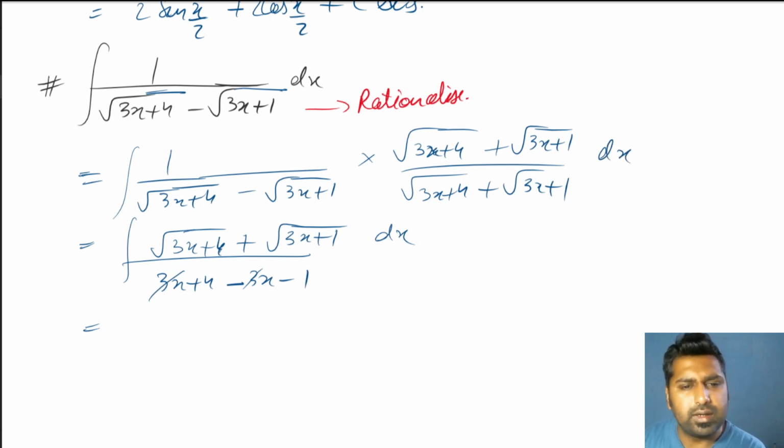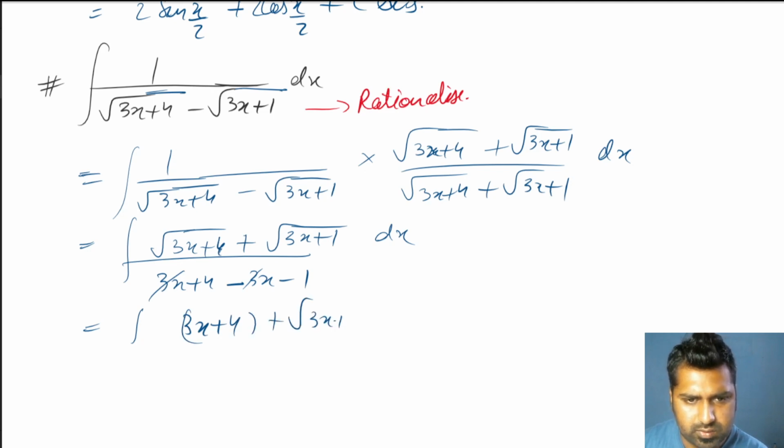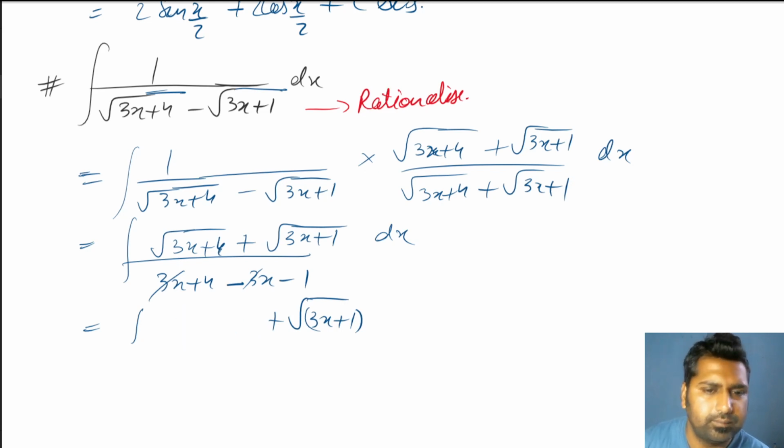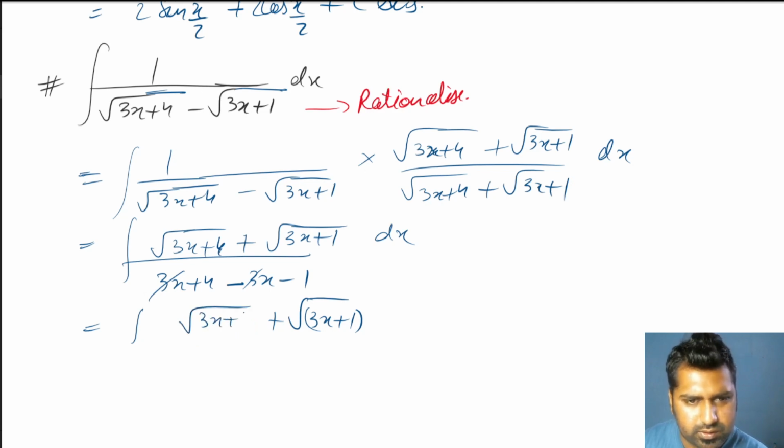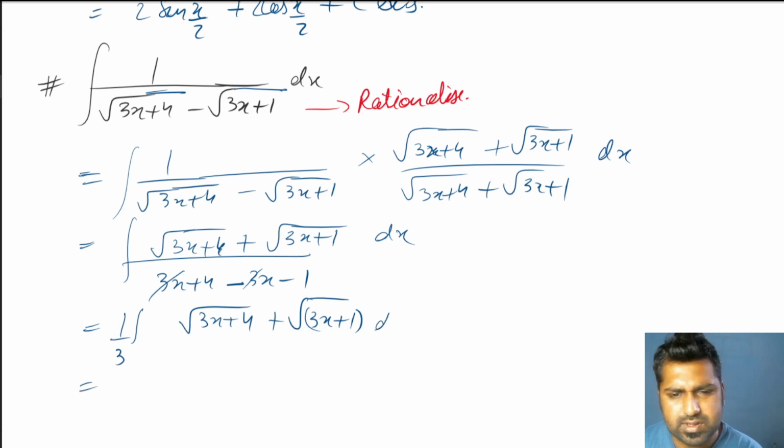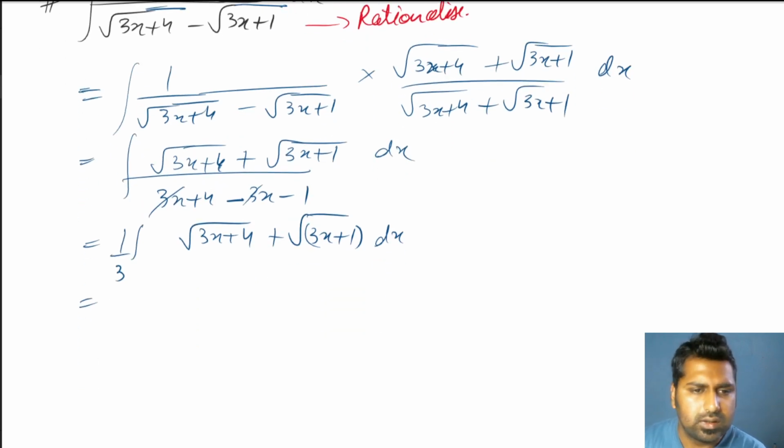So you have to overall integrate the numerator part effectively. So what is the integration of root x? Let's write down first, the denominator becomes 3, so I'll take root 3x plus 4 plus root 3x plus 1, and 3 I'm writing outside the integration because it's a constant, so let's take it outside. So 1 by 3.